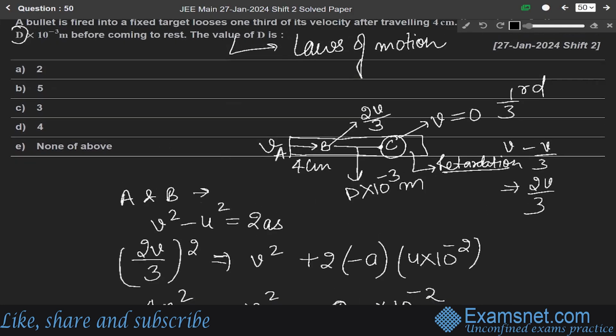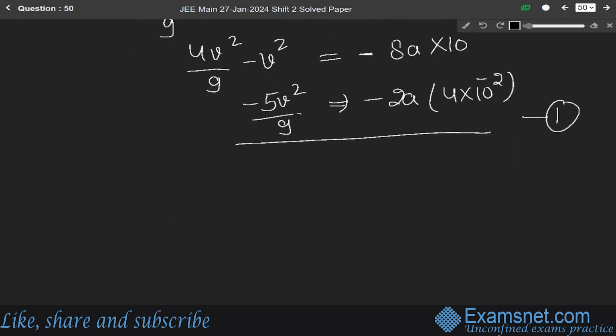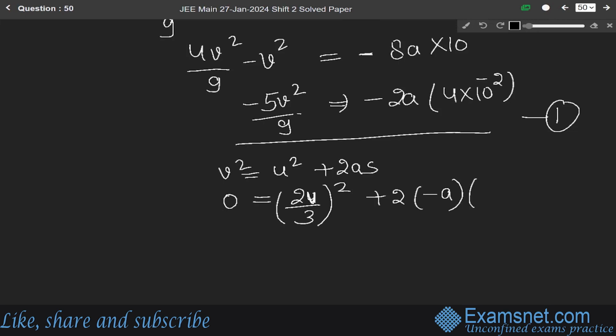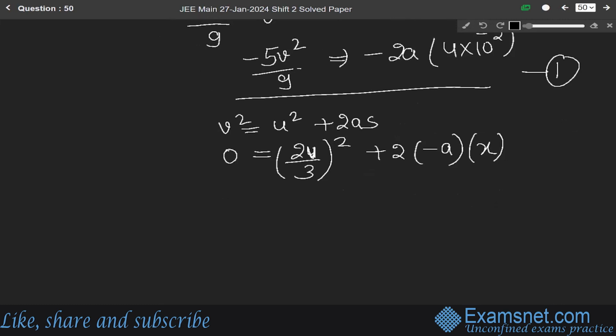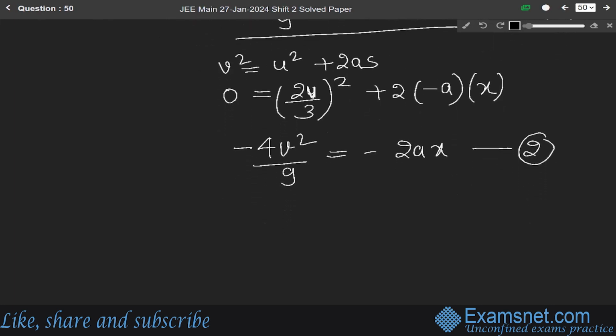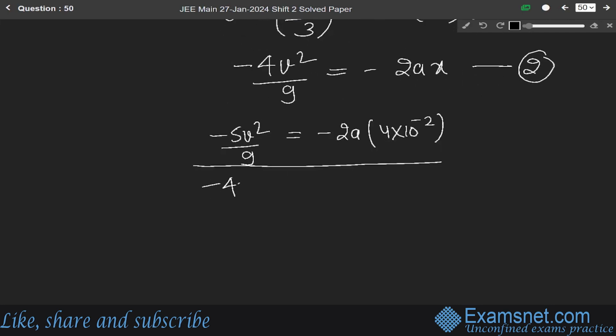Now from point B to C, the initial velocity is 2v over 3 and the final velocity is 0. Again using the third equation of motion, v square equals u square plus 2as, so 0 equals 2v over 3 whole square plus 2 into minus a into s. Let us say the distance is x. Now this becomes minus 4v square over 9 equals minus 2ax. This is equation second. Now dividing equation 1 by second, we get minus 5v square over 9 over minus 4v square over 9 equals minus 2a into 4 into 10 to the power minus 2 over minus 2ax.